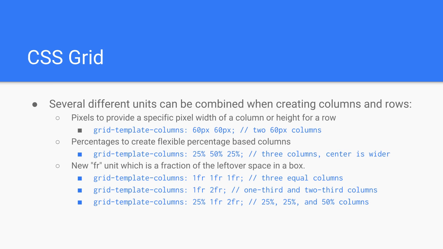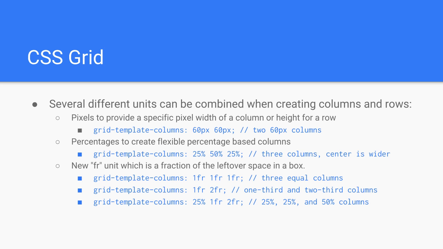Or we can do 1 out of 1 plus 2, which would be 1 out of 3, and then 2 out of 1 plus 2, or 2 out of 3. So again, that's really nice. And then you can also use the fractional stuff with percentages. So we could say 25%, 1 fractional, 2 fractional works very similarly.